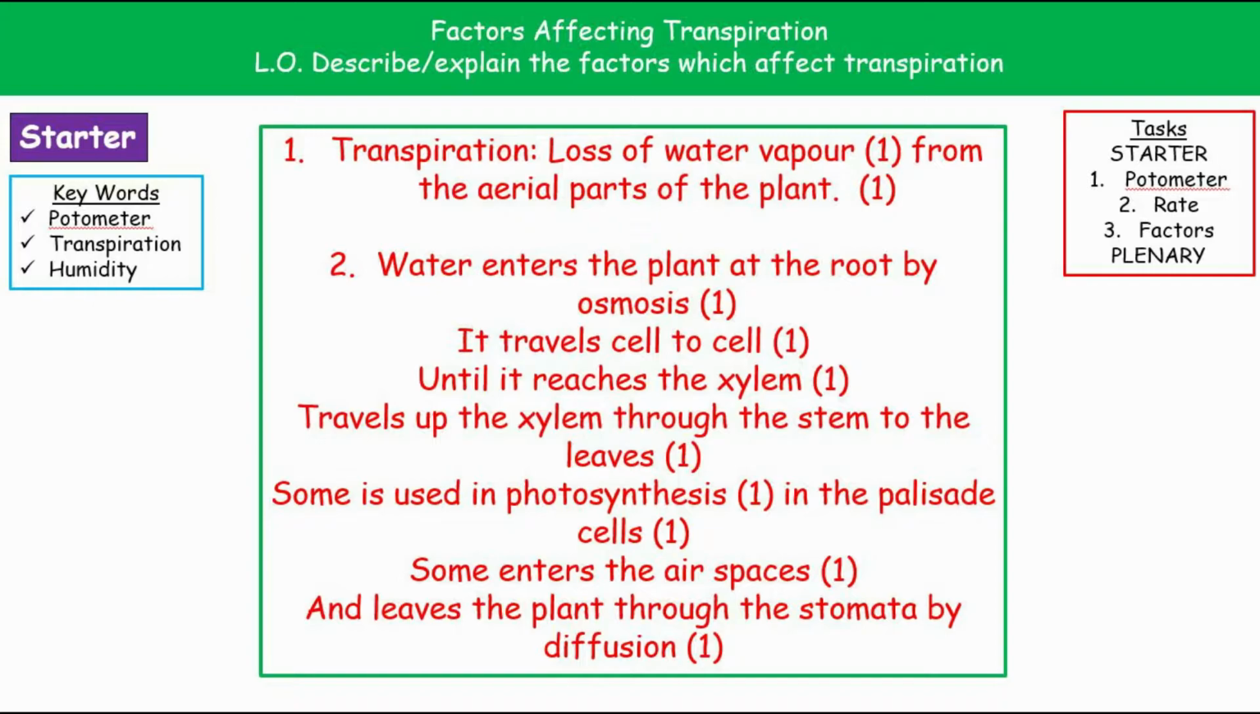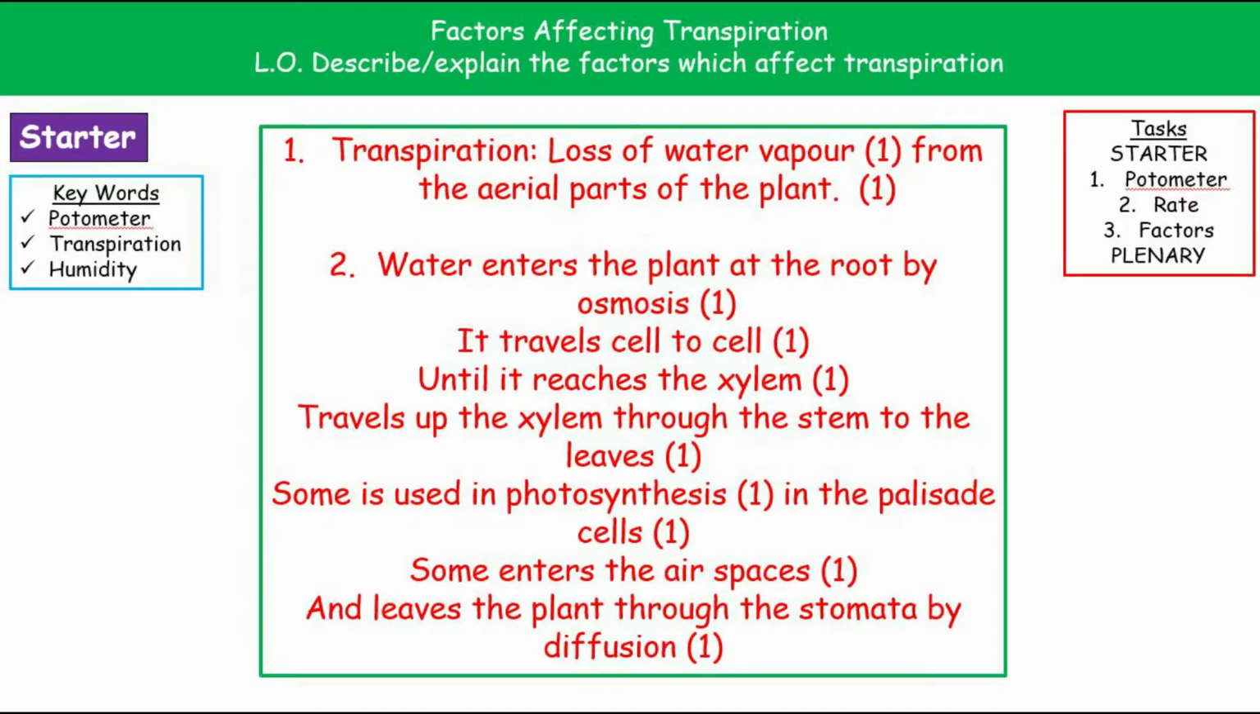For question 2, there's a range of marks available here. So tick any of these that you've got in your answer. So water enters the plant at the root by osmosis. It travels from cell to cell, and that's in the roots obviously. When it reaches the xylem, then it travels up through the xylem, in through the stem and to the leaves. Some of the water is used in photosynthesis, and that takes place in the palisade cells. Some enters the air spaces and leaves the plant through the stomata by diffusion.